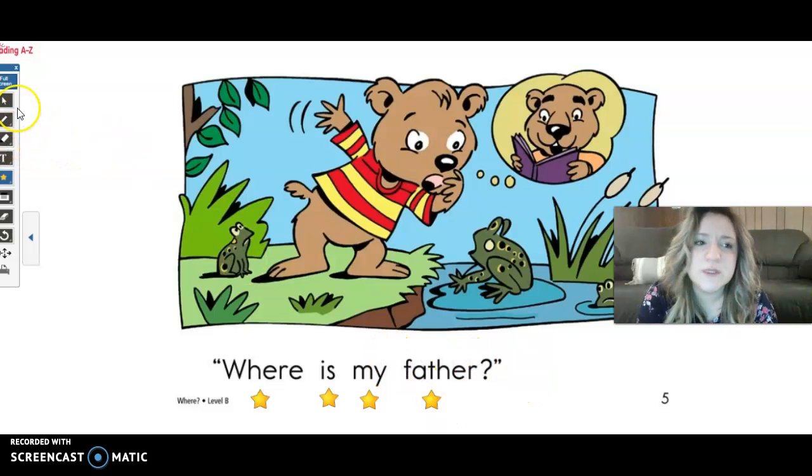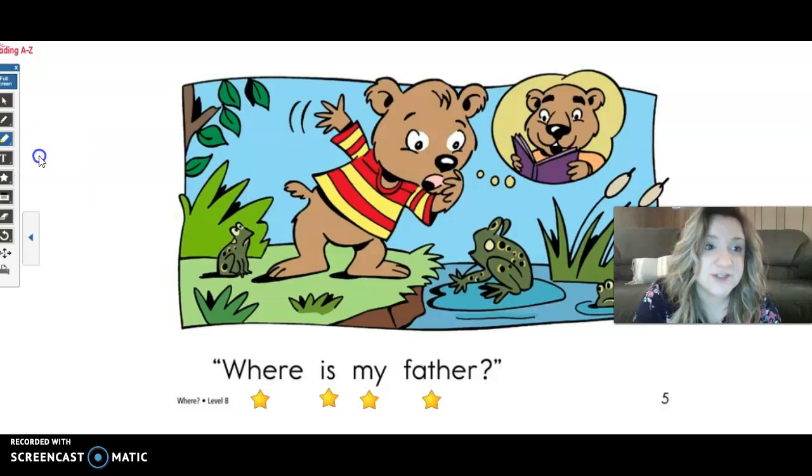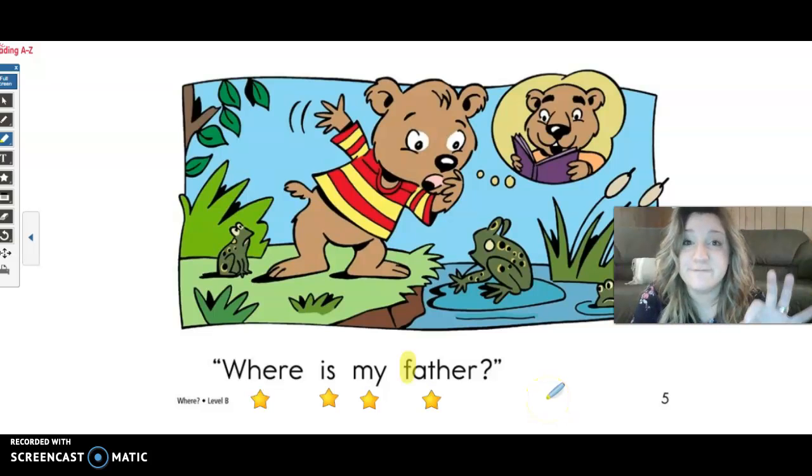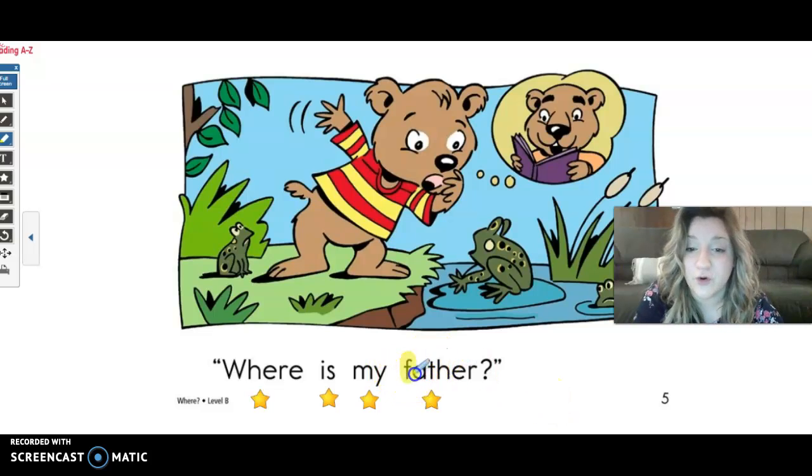Now, if you said, where is my dad? That's fine too, but you need to make sure that you remember to get your mouth ready and look at that first sound. So, I see an F here. F says f. Where is my, and now you could look through the whole word, father. I see an R at the end, and he's thinking about his father. Where is my father? Try the next one.